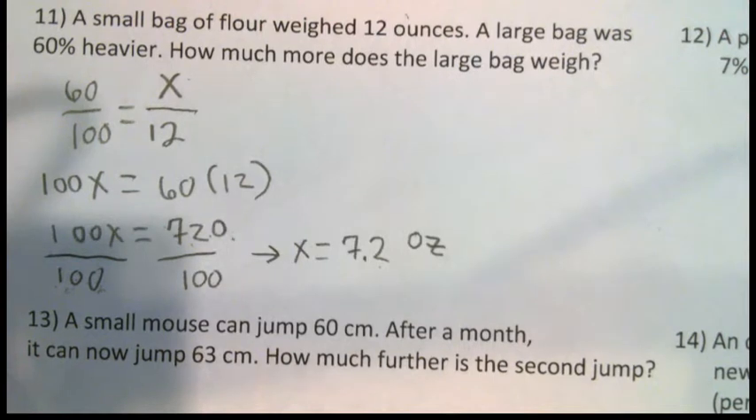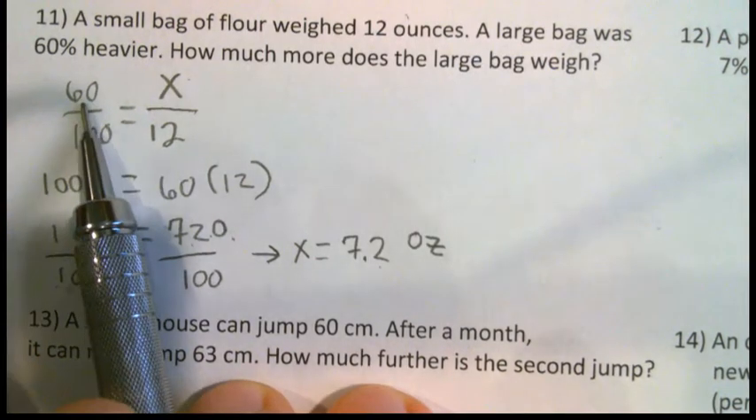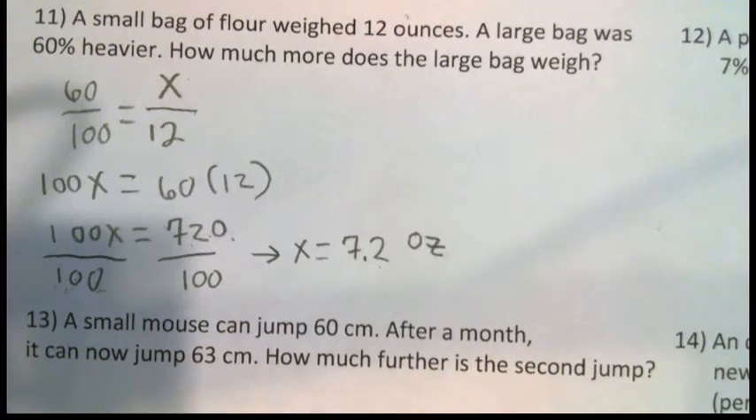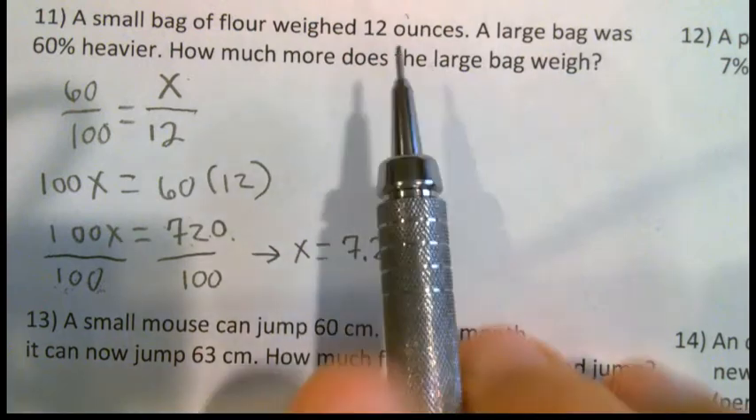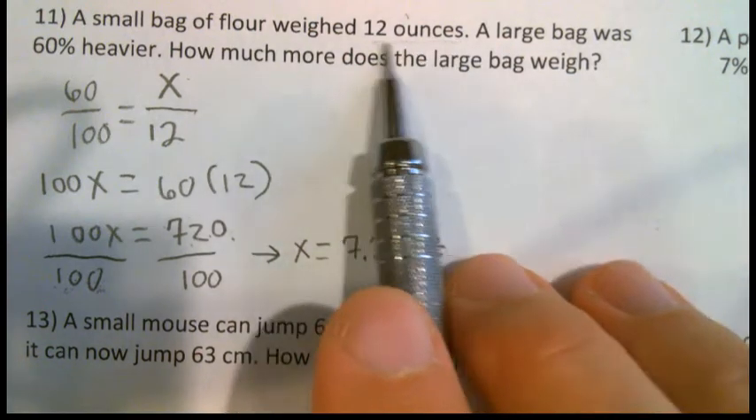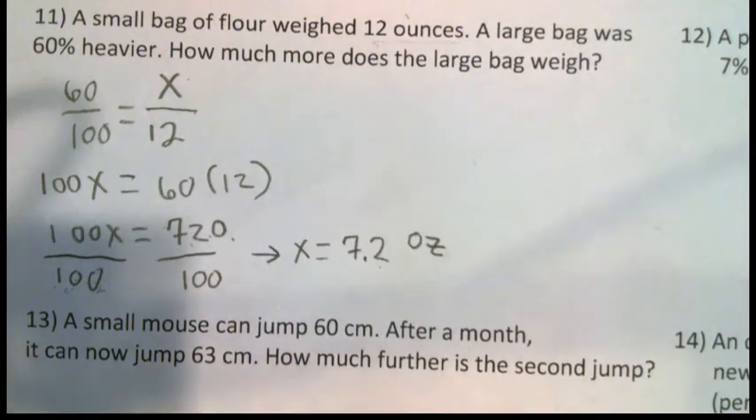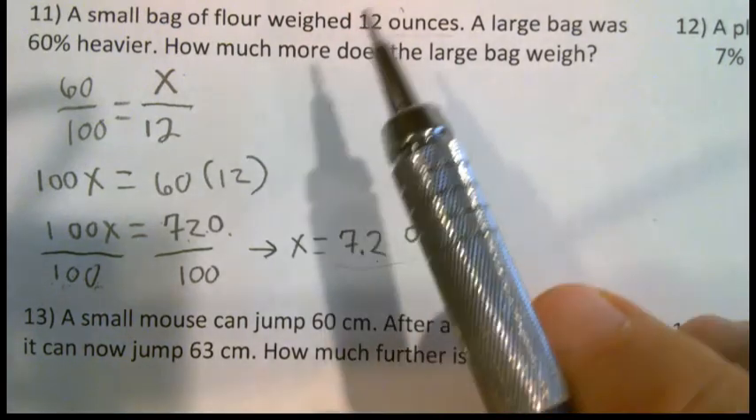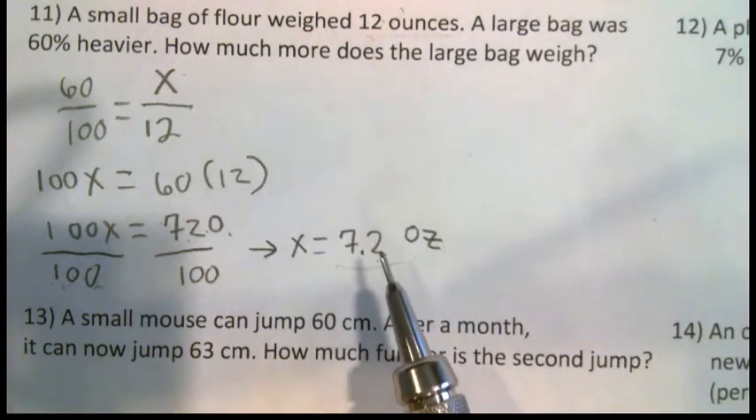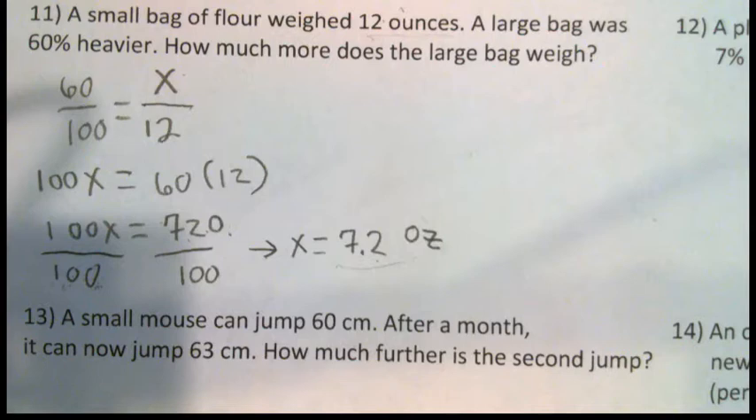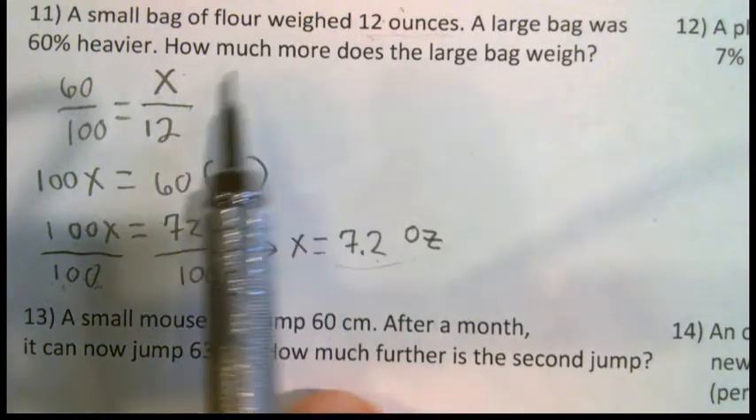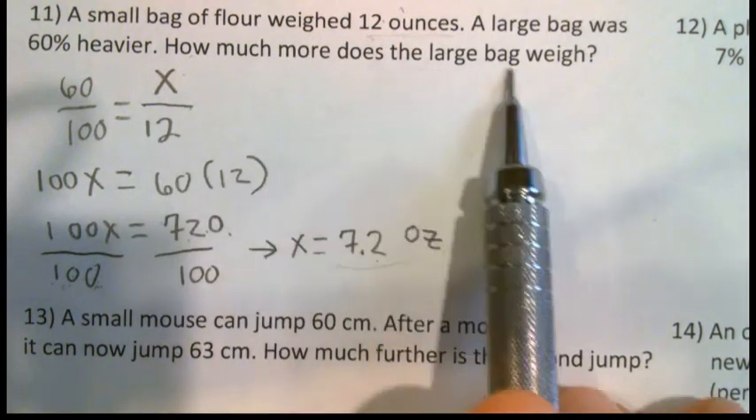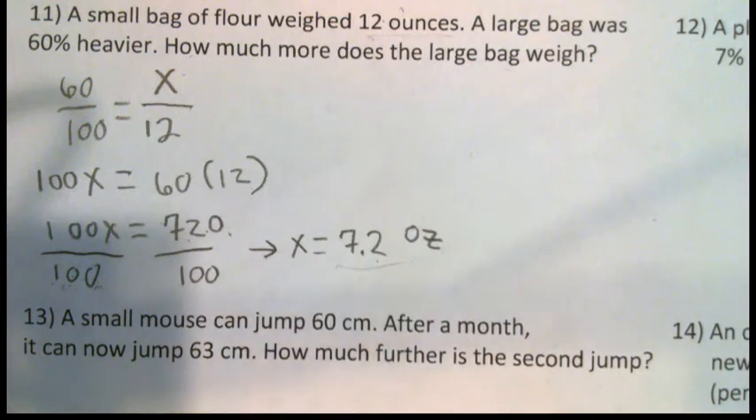Another option, instead of using 60%, you could use 160. The 100 represents the total original 12 ounces, and the 60 represents the 7.2. If you put it together, 160%, you're adding both the 12 and the 7.2, which will give you the total. But since we only want to know how much more it weighs, we're good right now.